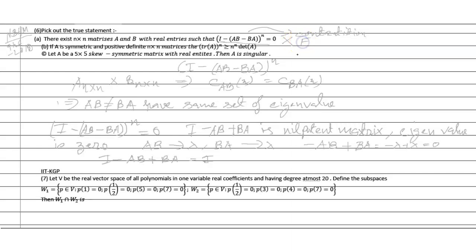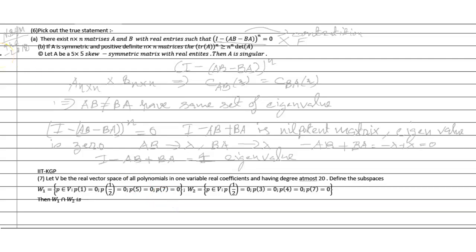This is false, because we see that I minus AB plus BA equals I. I means 1. 1 is an eigenvalue, because I is the identity matrix. The eigenvalue of the identity matrix is 1. So it is a contradiction. So A is not correct. So option A is wrong.